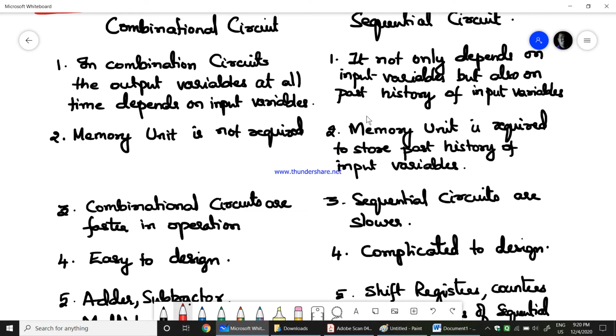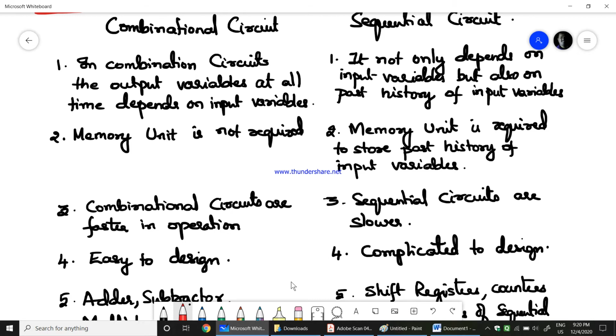Combinational circuits are very fast in operation, whereas sequential circuits are slower. They operate in a slow manner. Now the fourth difference is that combinational circuits are easy to design, whereas sequential circuits are complicated to design.